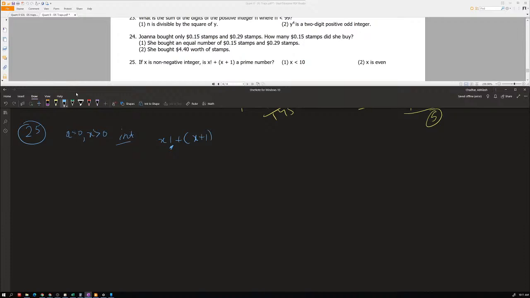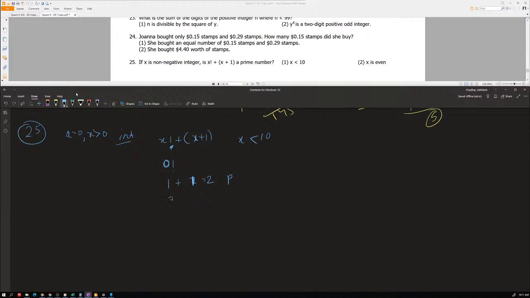Basically it should not have any factors other than itself. So let's see, if x is less than 10, what happens? I take one value where x is less than 10. x can be equal to 0, it is not negative, so x is 0, 0 factorial is 1, and plus x is 0, plus 1, which becomes 2. So for 0, this is prime, and let's take another value.